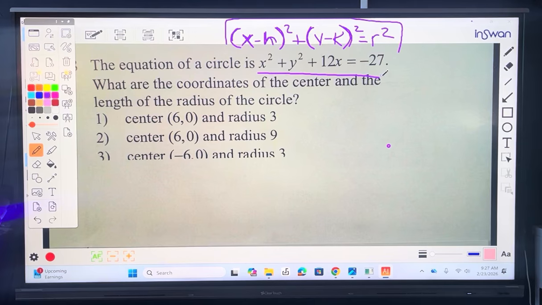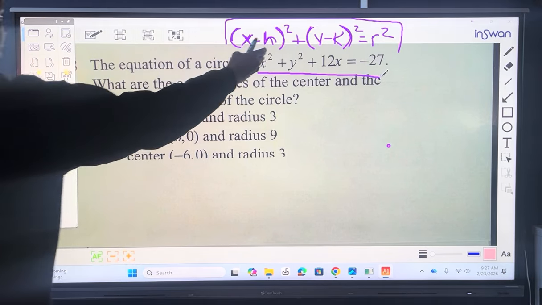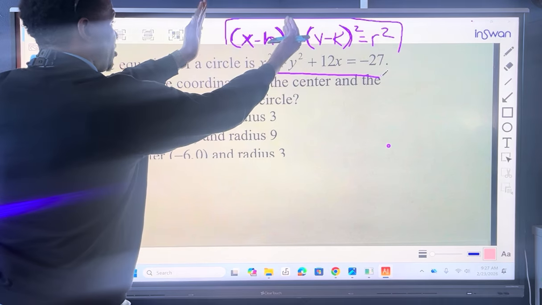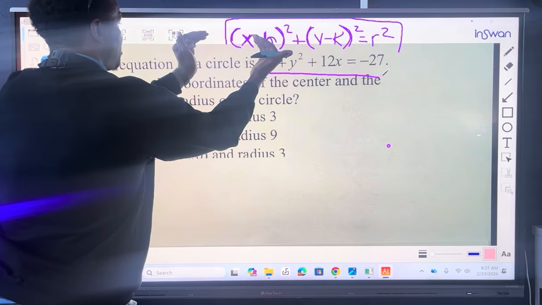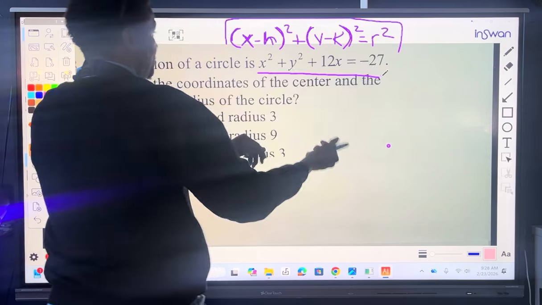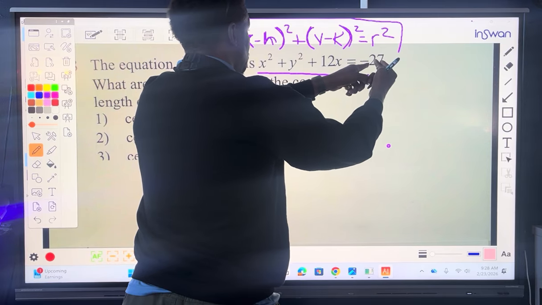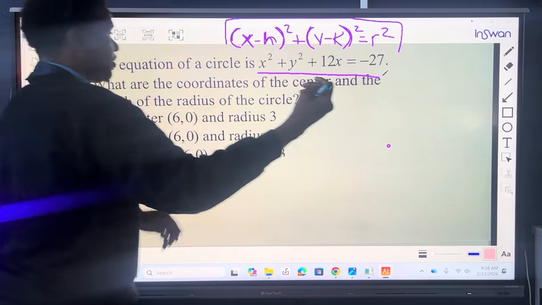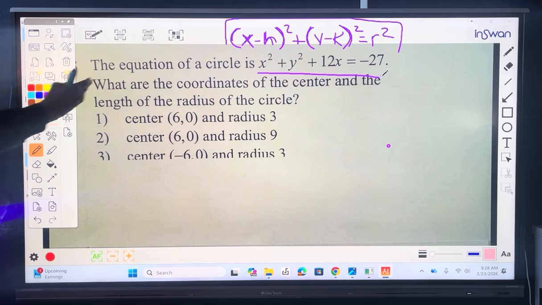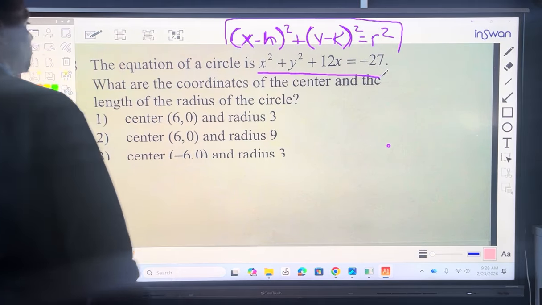Let's go. The 12x is what? Out of place? Yeah. And the y, so in our standard form, the x's are together in a parenthesis, and the y's are together in a parenthesis, and we are assuming that negative 27 is our radius squared, according to this formula, right? But we gotta fix that. We gotta take this and put it in standard form.